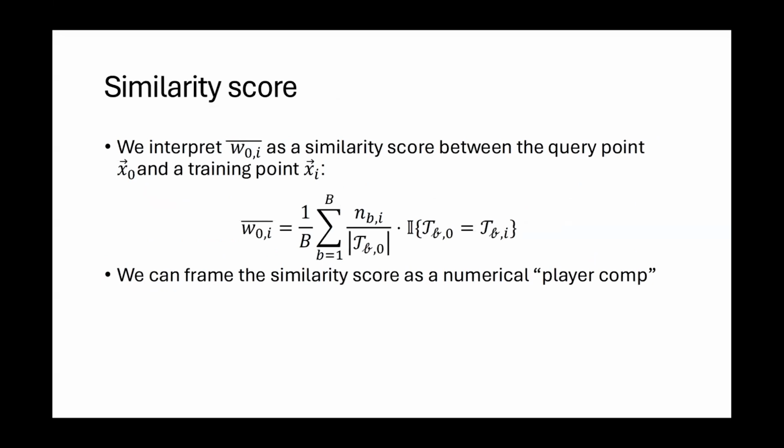So from this, we are able to create a formula for a similarity score that tells us the similarity percentage between a training player and a testing player. W ends up being the similarity score between the query point, which is the testing player, and the training point, which is the training player. And in this application, we can frame this similarity score as a numerical player comp.